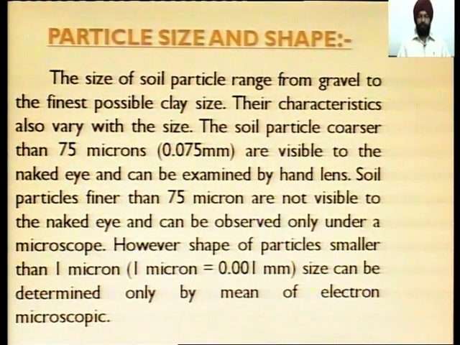However, the shape of particles smaller than 1 micron, which is equal to 0.001 mm, meaning 1 mm is equal to 1000 microns, can be determined only by means of an electron microscope.